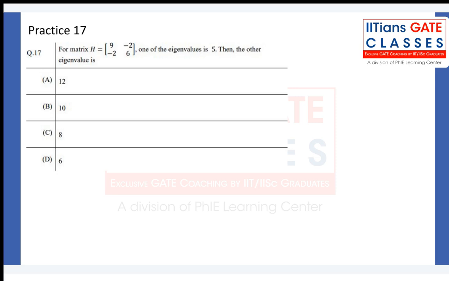Okay, so remember these two things. The trace of a matrix M is the sum of eigenvalues, and the determinant of matrix M is the product of eigenvalues. Please remember these two things.